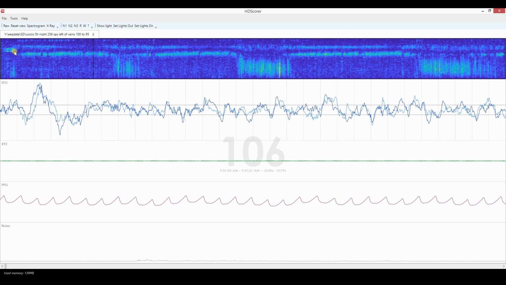But because you see, in my case, I'll give you a few seconds to find two things: sleep spindles and alpha activity. You can pause it now.